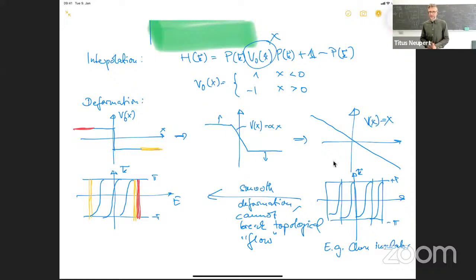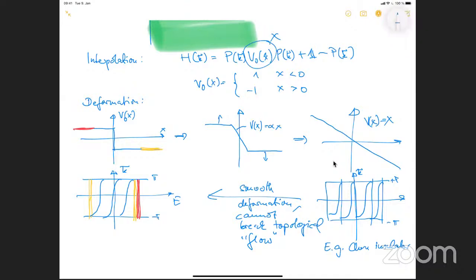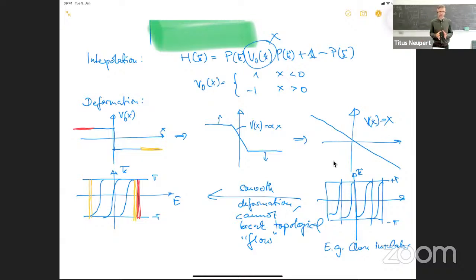Then maybe let me just wrap up by saying that what we've looked at today is a quantity that we can compute for bulk systems. So we have periodic boundary conditions in x and y direction. This is the Wilson loop. It has a gauge invariant spectrum, and so it's relatively easy to compute. We don't need any smooth gauge or anything like that. And we've basically been relating this quantity that we can compute in the bulk to two different things.